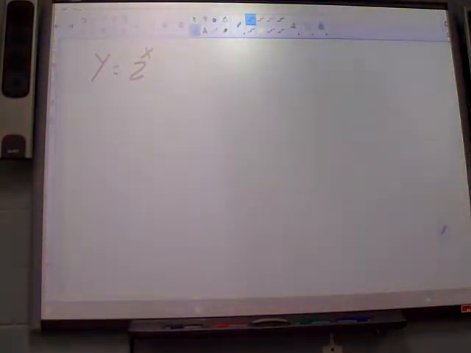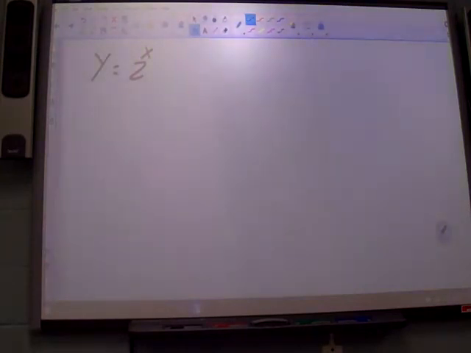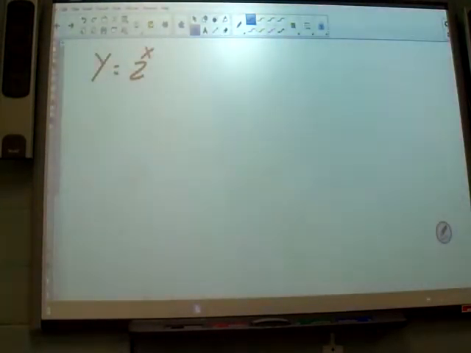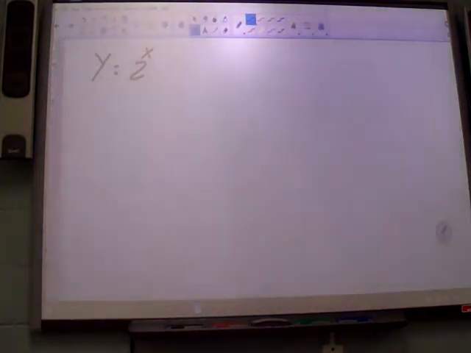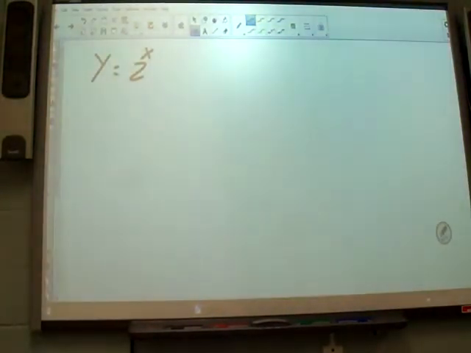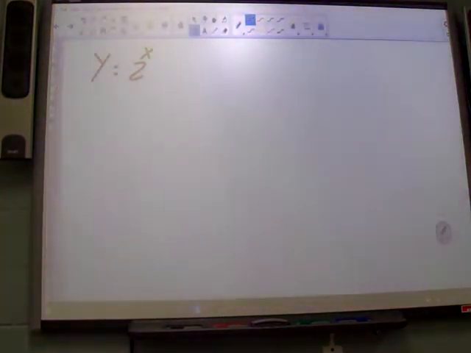All right. So before we graph it, or we will graph it, but before we do, first off, is this an exponential function? Yes, because it's got a variable that's an exponent. Okay, everybody with me on that? So since it's an exponential function, we ought to be able to figure out if it's going to be a growth or a decay.